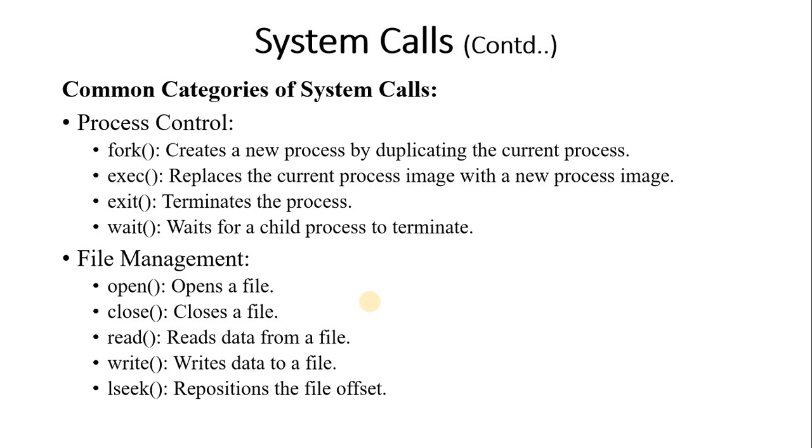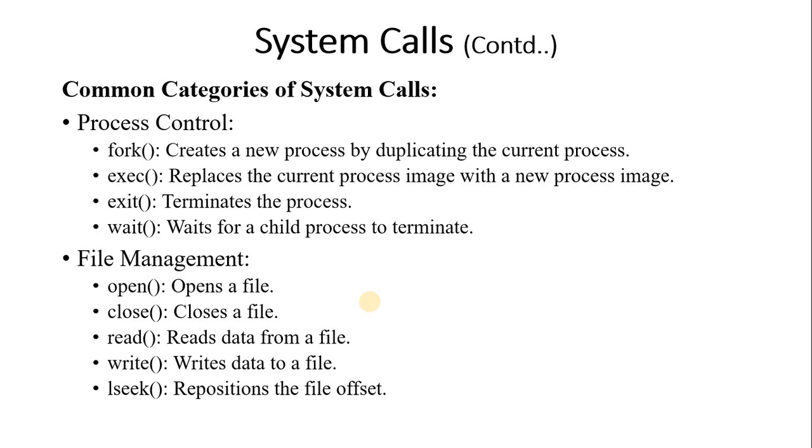Here you can see the different functions which we'll be using in the process control. The first one we have is fork. Normally the fork is a system call which is used to create a new process by duplicating the current process. The second one is exec, which replaces the current process image with a new process image. The third one we have is exit, which is used for terminating the process. And the fourth one we have is wait, which is used for making the child process to wait for termination.